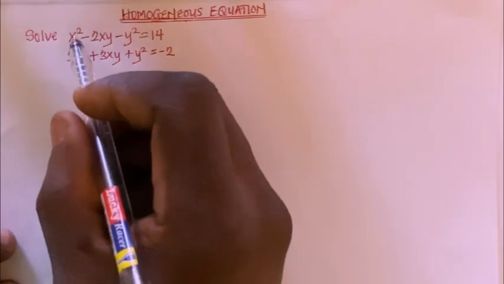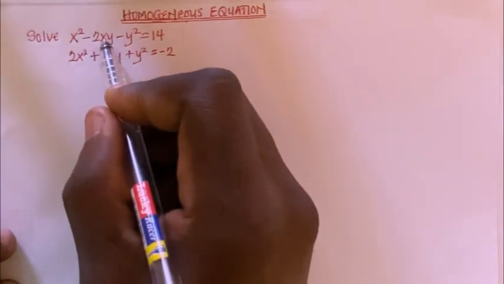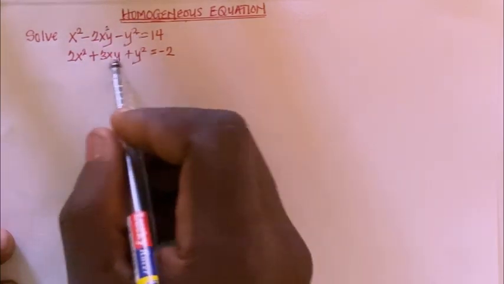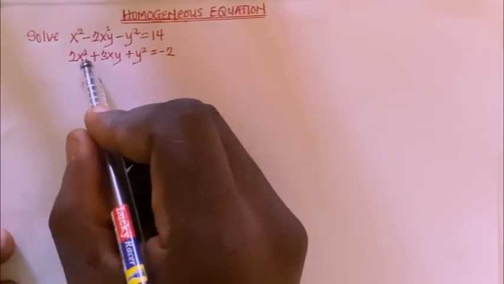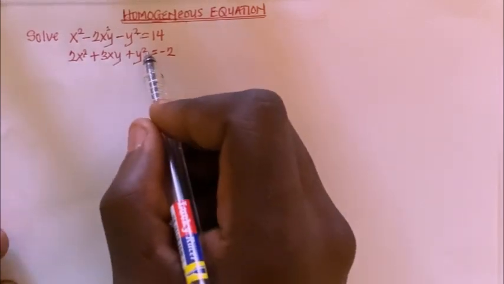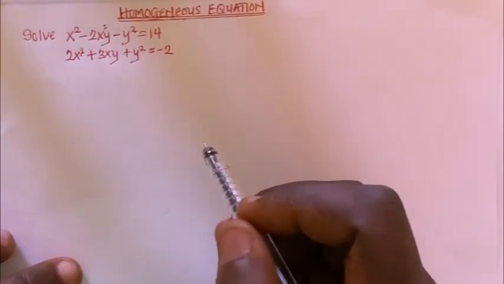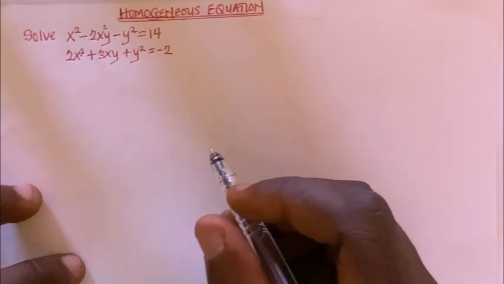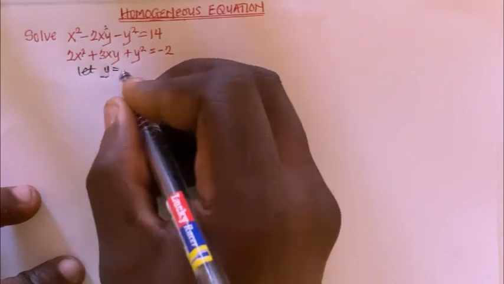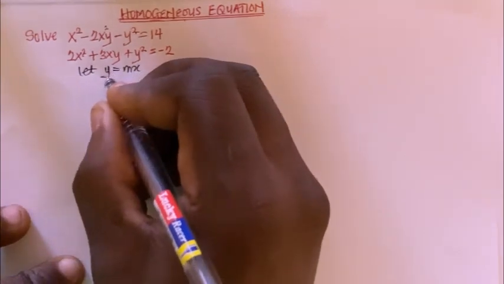Now look at this. We have x to the power of 2 here. The power of x and y here is 2, and the power of x here is also what? 2. The same thing also occurs here, the power of the variables here is 2, and the variables here is also what? 2. So now, to solve this kind of equation, the first thing we need to do is to select y equals mx. That's the first thing.